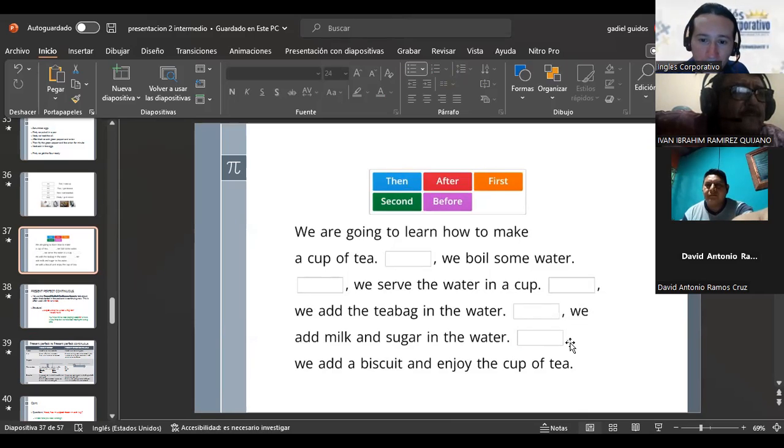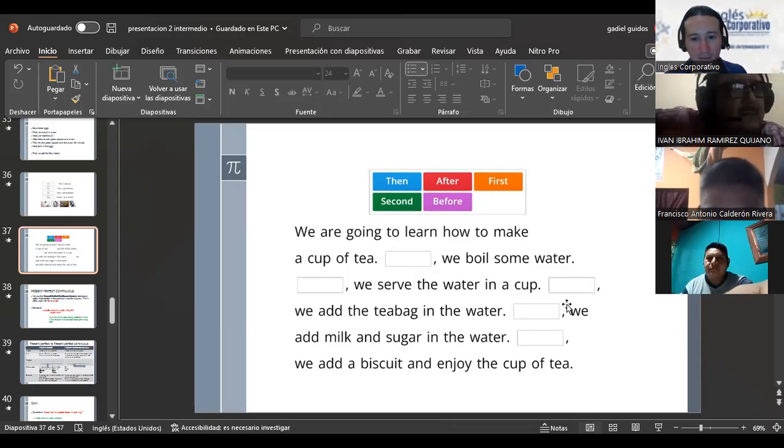Bueno, aquí, ¿cuál sería después? Before, ¿verdad? Okay, muy bien. Before we add milk and sugar in the water. Okay, very good. That makes sense, ¿verdad? Dice, antes nosotros agregamos leche y azúcar en el agua. In the water, okay, very good. And after, we add a biscuit and enjoy, okay? There we go, guys. Very good job.